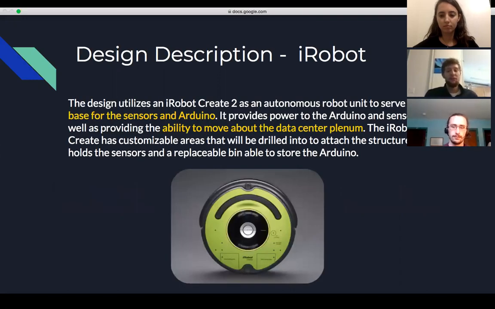As I mentioned before, we're using the iRobot Create 2 as the base for our project. We chose this model in particular due to its high customizability. It has drillable areas on the surface, which we will use to attach the sensor mount, as well as a replaceable bin that can be used for additional storage.